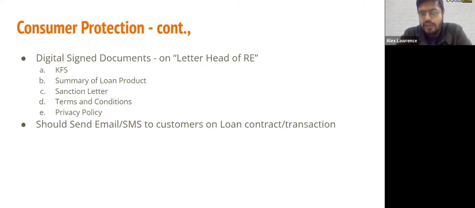So with respect to consumer protection continuing, there are other things which the regulations have changed, with respect to digitally signed documents. When the customer applies for a loan and the loan gets approved and then disbursed, we have to get a digitally signed document before disbursing the loan. All these documents have to be on the letterhead of the regulated entity. And when we sign the document, it should include the key fact statement, which we saw in the previous screen, the summary of the loan product, sanction letter, terms and conditions, and privacy policy. All these details have to be in the e-signed letter. And following that, it also has to be sent to the customer on the approval of the loan.